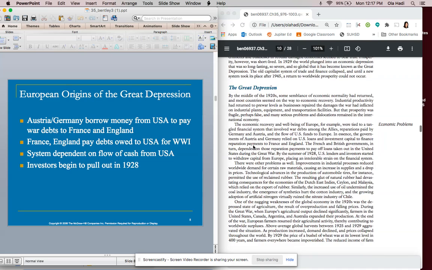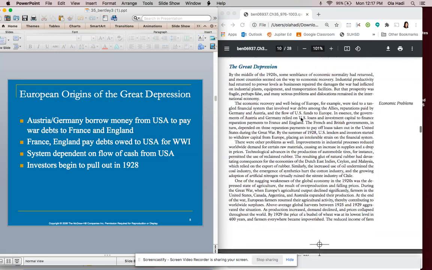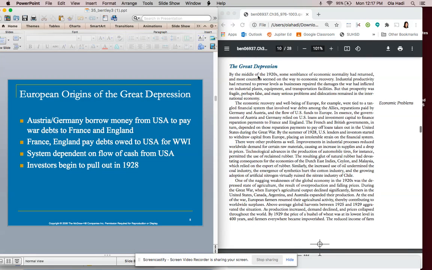So we need to set the stage for what was happening that is going to cause so many economies to suffer. It's going to be a widespread depression that is going to become global. So we'll start by setting the scene with what it was like prior to the Great Depression. And the PowerPoint slides will be very helpful here.